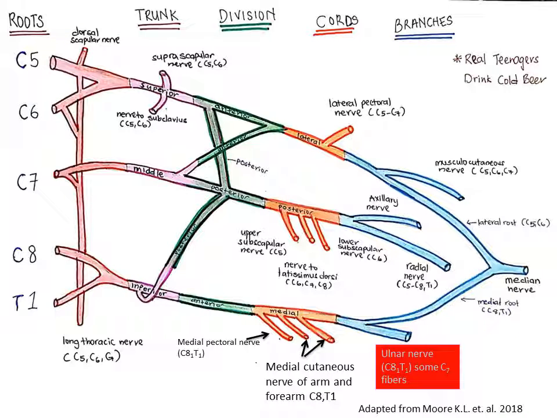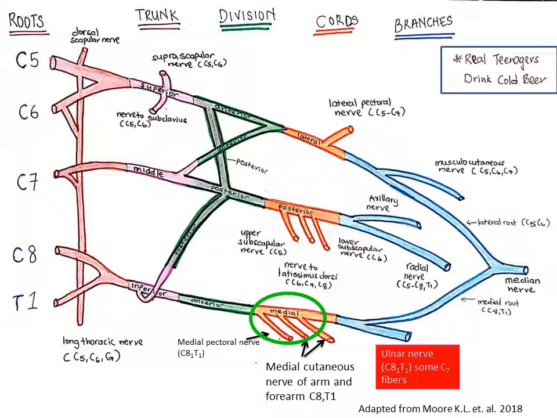The brachial plexus is where the ulnar nerve originated from. The brachial plexus is made up from C5 to T1 fibers, meaning C5, C6, C7, C8 and T1 fibers. They then form the roots, trunks, divisions, cords and branches. From the medial cord is where the ulnar nerve originated from.